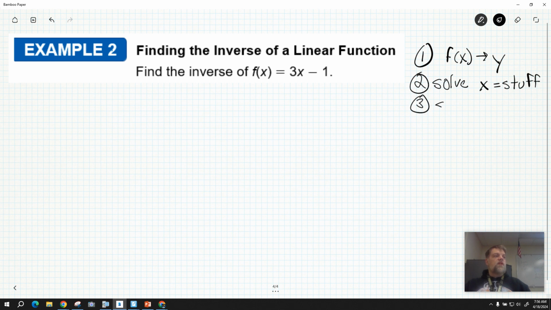Three, we're going to swap the x's and y's. In other words, wherever there's an x, you put a y. Wherever there's a y, you put an x. Lastly, you're going to take y and replace it with the inverse function notation, which is f raised to the -1. That's not what it means, but that is really f inverse. So let's keep that in mind. This is how you say f inverse.